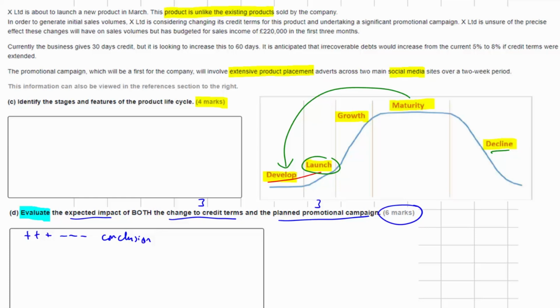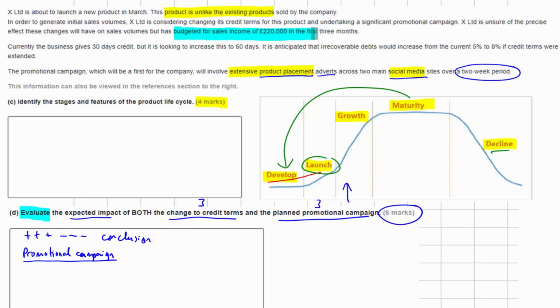So let's start with the planned promotional campaign, because that's what we've been talking about when we talked about the product life cycle. So remember, they're going to be using product placement adverts and using their social media for a 2-week period. Remember that the business has budgeted that sales income will be 220,000 in the first 3 months, and we need to evaluate whether or not we think this promotional campaign will genuinely contribute towards that.